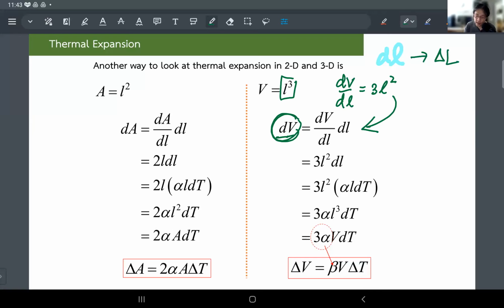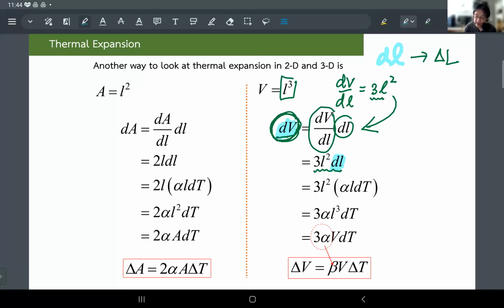So if you start from the dV, I can do the chain rule. You can think of it that way. It's just dV by dL times the dL. But dV by dL is just always 3L squared. Just plug it in here. That's it. So every time you know a tiny change of the length, you should be able to calculate the tiny change of the volume by multiplying by 3L squared.